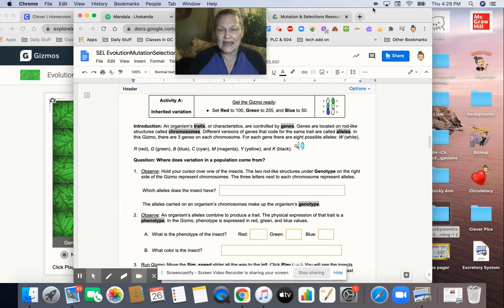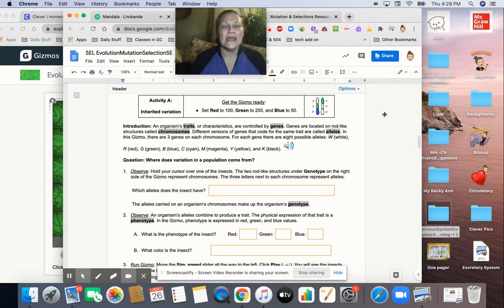So if we look at this, it says introduction. In organisms, traits or characteristics are controlled by genes. Genes are located on rod-like structures called chromosomes. Different versions of genes that code for the same thing are called alleles. In this gizmo, there are 3 genes on each chromosome. For each gene, there are 8 possible alleles: white, red, green, blue, cyan, magenta, yellow, and black. Okay? Don't let this throw you for a loop.